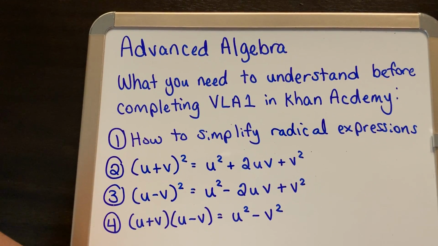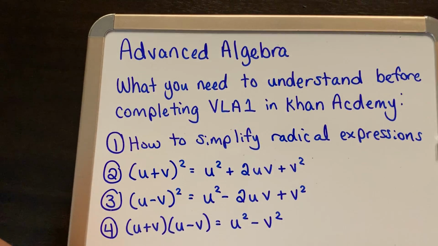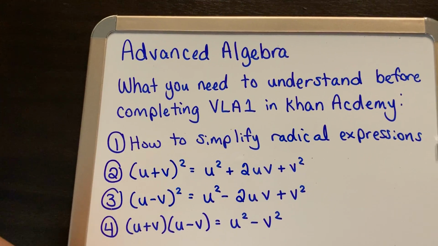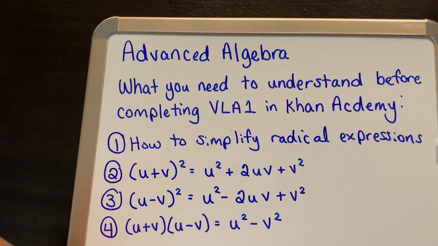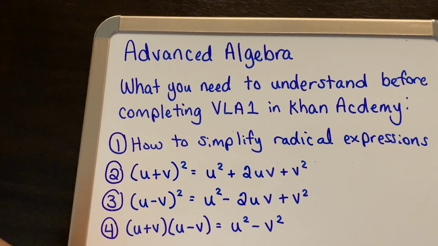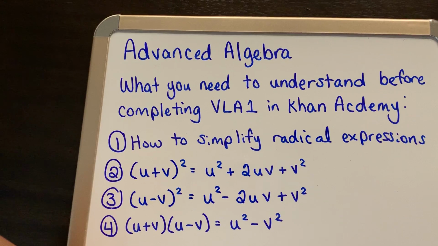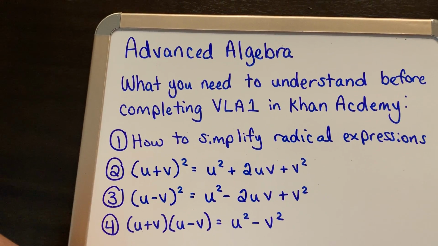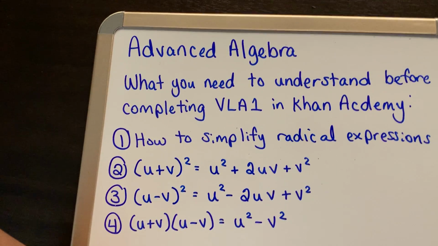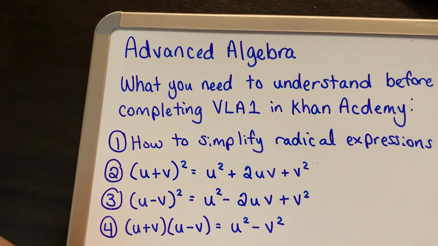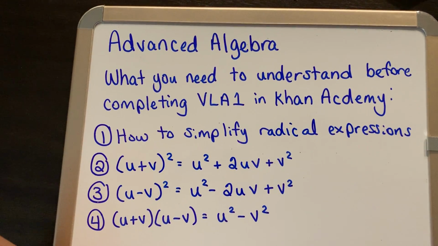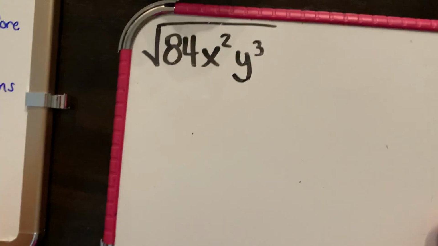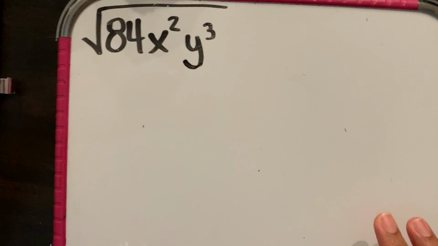Just wanted to prepare you for the virtual learning assignments online. Before you begin the first virtual learning assignment in Khan Academy, if you haven't started already, you're going to need these 4 skills. 1, simplifying radical expressions. 2, 3, and 4 are identities that you use a lot for the first 2 virtual learning assignments. I want to make sure you understand them because you really need to do the assignments for a grade. All right, so let's go. All right, simplifying radical expressions.